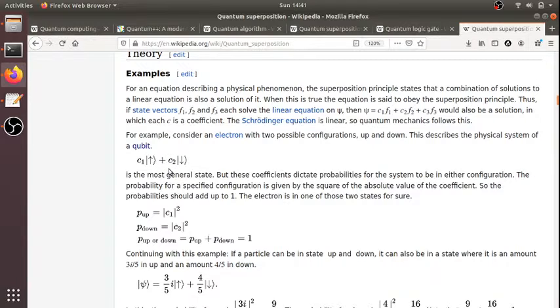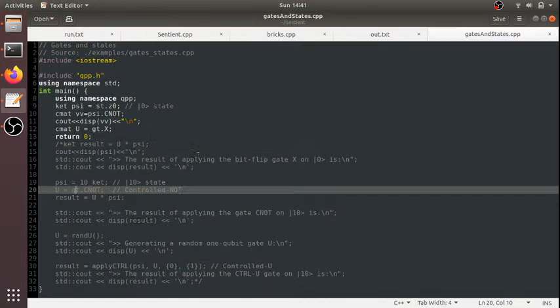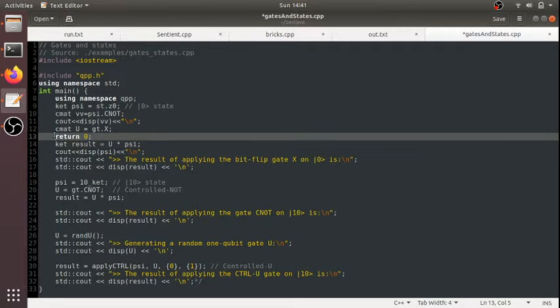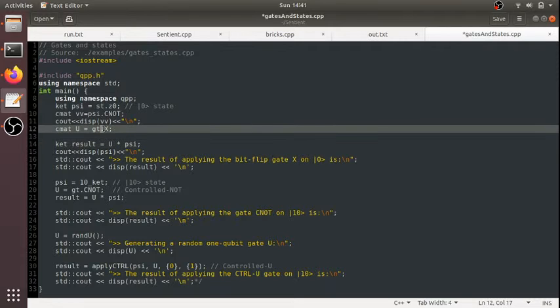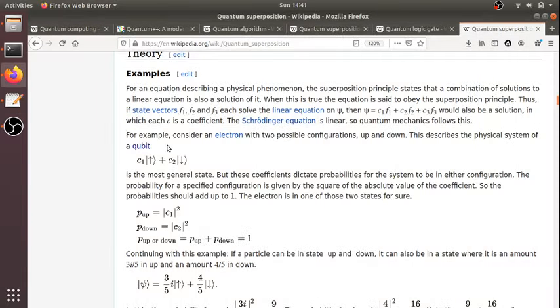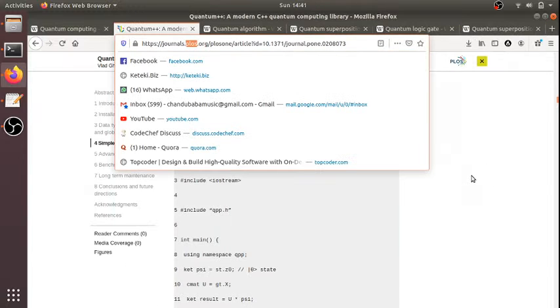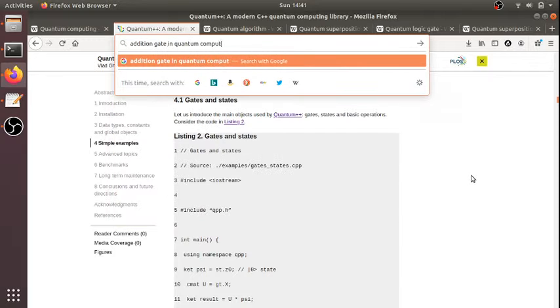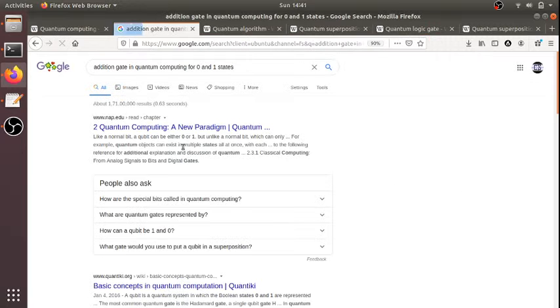So if I add this, how do I add two states? I have already done that here. It's multiplication. This is done down to 0. So what is this? U is gate X. What is gate X? If I want to add, how do I add? Is there an addition gate in quantum computing for 0 and 1 states? There has to be an add gate in quantum computing.